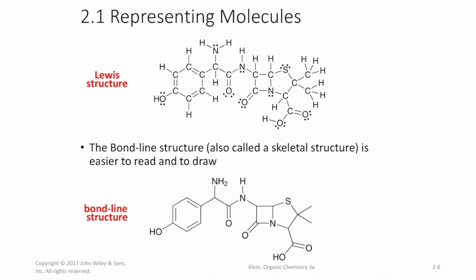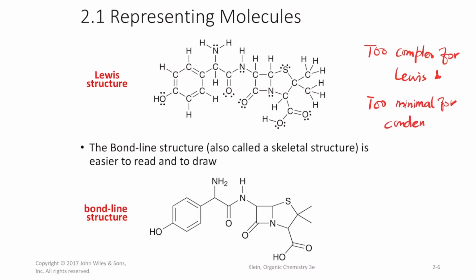So to represent structures that are too complex for Lewis, too minimal for condensed, or too big to be condensed, we use a special structure called the bond line structure or the skeletal structure.